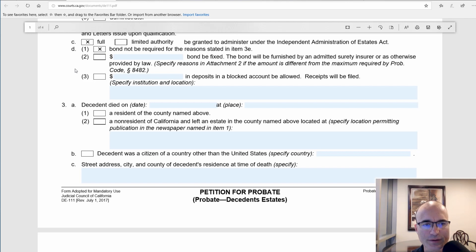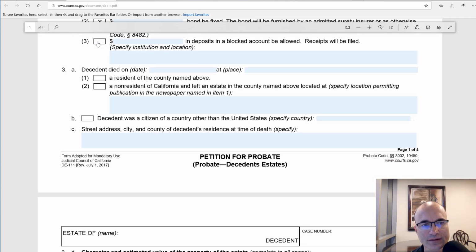There's a few other times when a bond's going to be waived, and we'll talk about that when we get down to 3E. If you're not going to waive bond, then you're going to click here and say, this is what I want bond to be fixed at, and the bond will be furnished by an admitted surety insurer or as otherwise provided by law. And so there's insurance companies that are licensed to provide these bonds. And you're going to put the amount of the bond, and the amount of the bond is based on the amount of the estate that's liquid. So if there's $100,000 worth of cash here, you're going to want a bond of at least $100,000, and a lot of times you'll end up with the bond a little higher, 20% higher, $120,000, something like that. So whatever bond you want, you'd specify that.